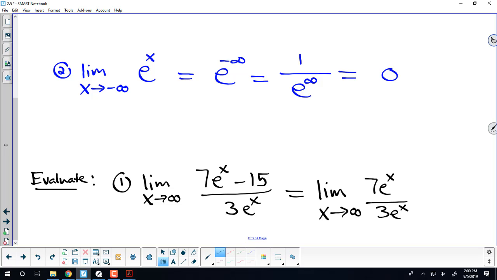Even though e is a number and not a letter like a variable, could we just technically cross it? Right, because e to the x divided by e to the x is always 1. So it's just 7/3, yep.